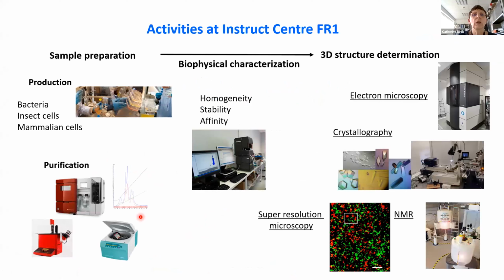As an introduction, I will briefly present the activity at Instruct-ERIC France 1. This activity ranges from sample preparation to 3D structure determination. In sample preparation, we produce protein in bacteria, insect cells, and mammalian cells, and perform protein purification. We also perform biophysical characterization to check the homogeneity, the stability, and the affinity of the biomolecules. And we determine 3D structure using electron microscopy, crystallography, NMR, and super resolution microscopy.